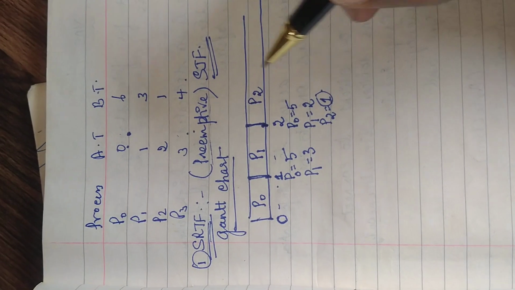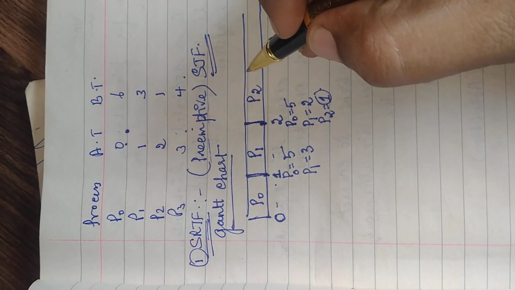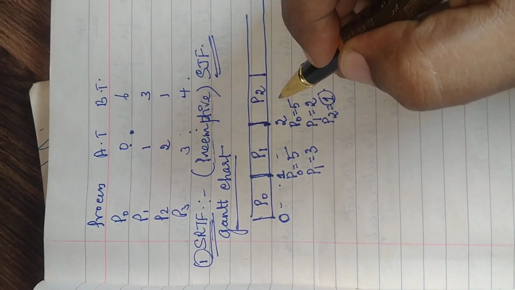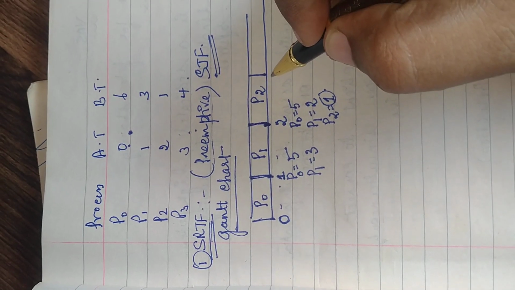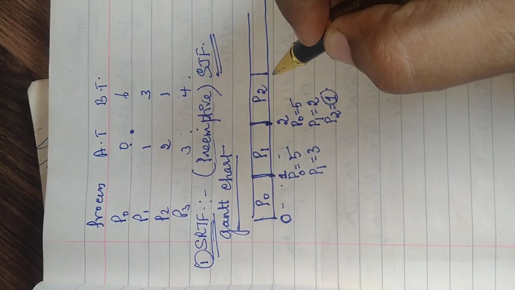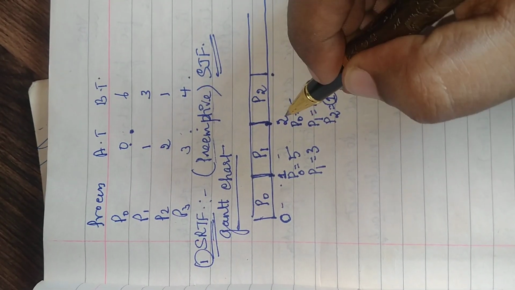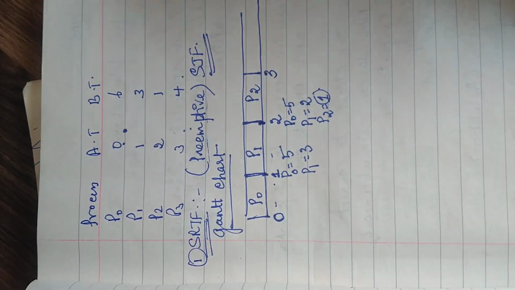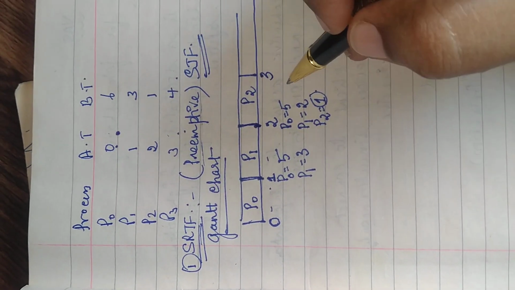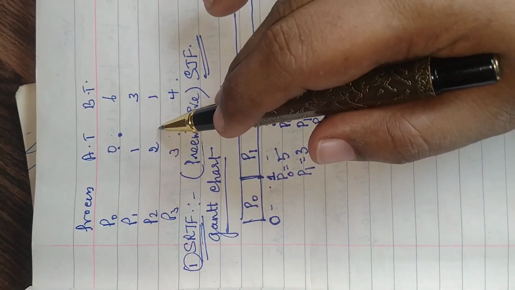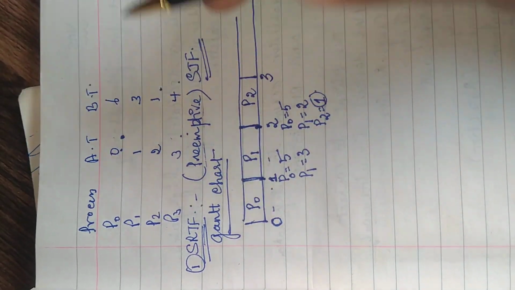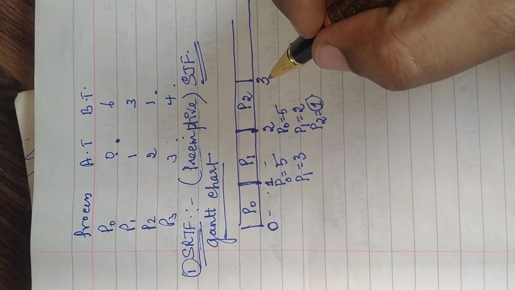P2 takes how many milliseconds to complete? It takes only 1 millisecond to complete. So it will go up to how much? To this 2 you are adding 1, so it will go up to 3. Now what happened? P2 is completed fully, because it requires only 1 millisecond to complete. Now you are at arrival time 3.